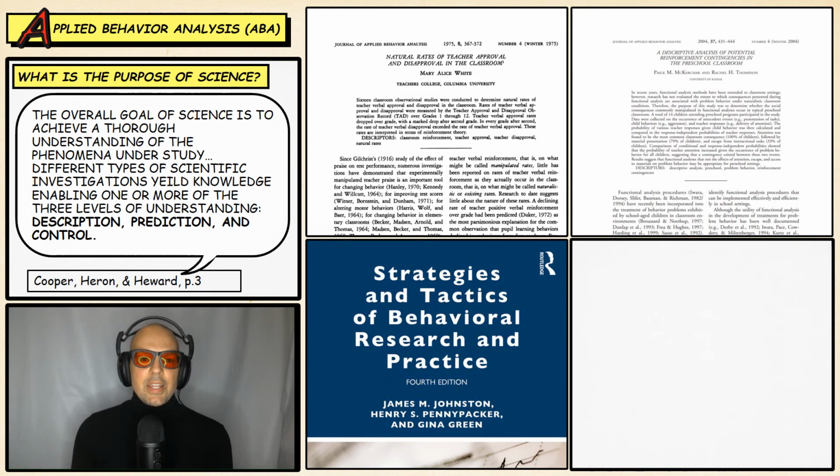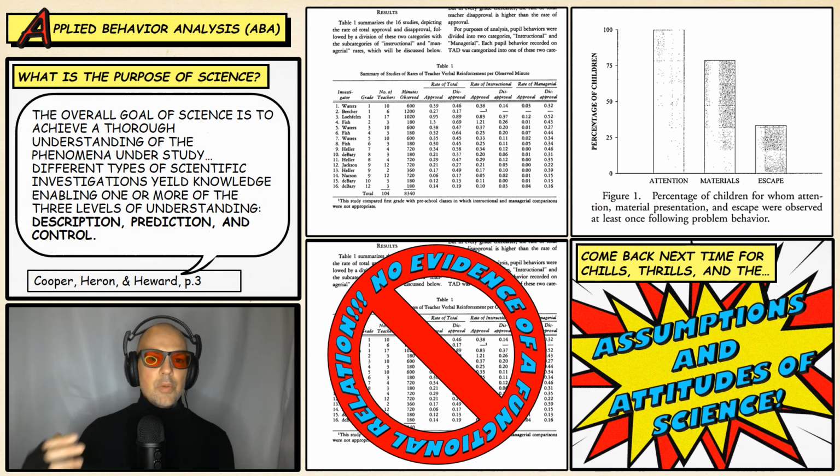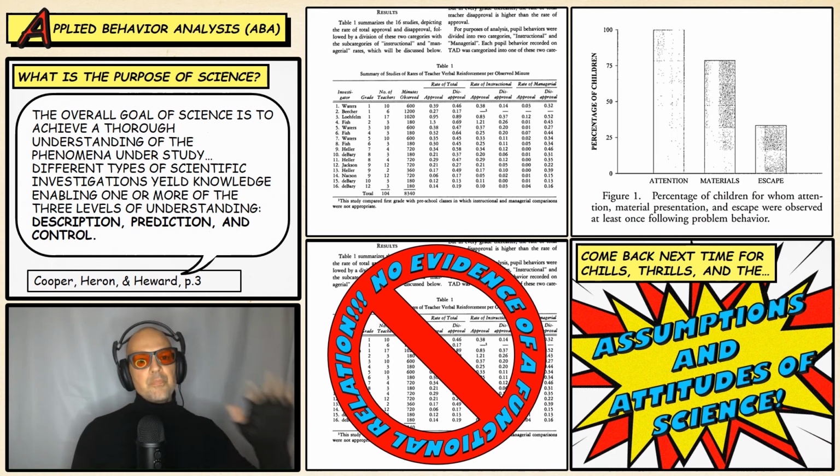Okay, so that brings us to the end of today's video. So we took a look at the three levels of scientific understanding: description, prediction, and control. We took a look at some applied behavior analysis examples where description, prediction, and control were used. And importantly, we made the point that control can only be established with careful experimentation, where you manipulate the causes and see if they produce the effects.